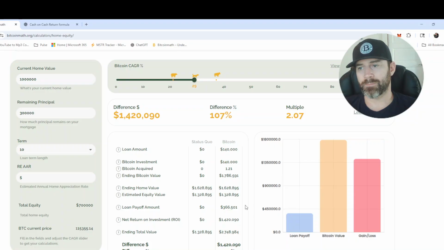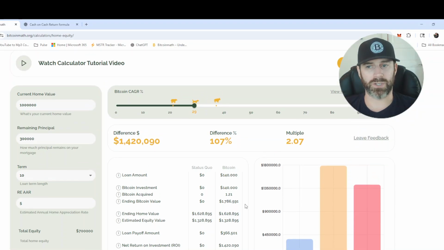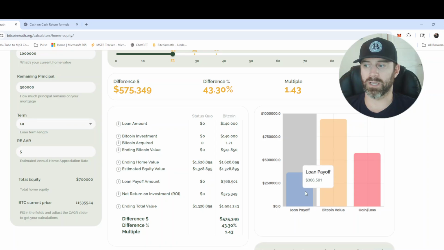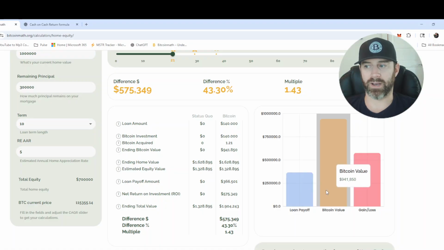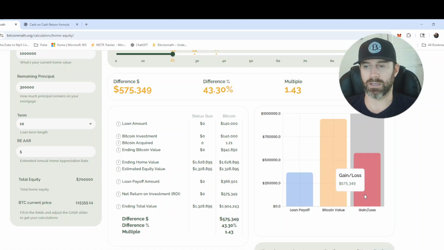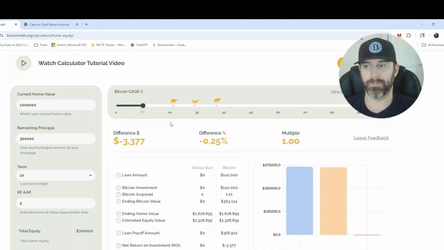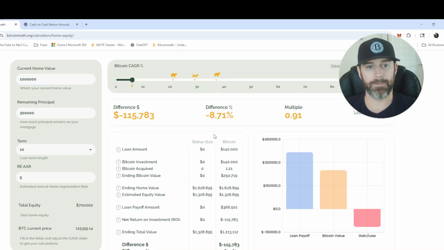Now, there are lots of different variables that will change this. If you are a Bitcoin bear or you want to model more conservative growth rates for Bitcoin, you can do that, right? So if Bitcoin only grows at 21% for this 10-year term, what does this look like? Well, all of a sudden the loan payoff becomes a larger portion of the Bitcoin value and therefore produces a smaller net gain. Now, if you're a Bitcoin bear and you think we're only going to do, say, 10%, or less, well, what happens? All of a sudden your gain gets negative, right?